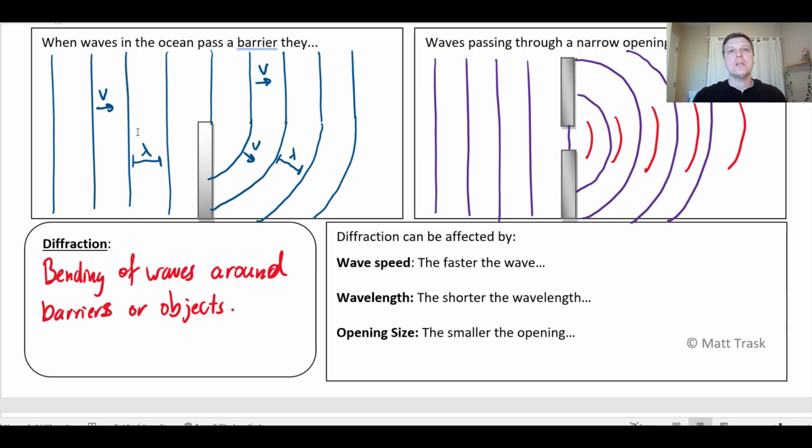And what sorts of things might cause this? Well, the first thing is think about wave speed. The faster the waves are traveling when they go through that opening, the harder it's going to be for them to change direction. So the faster the wave, the less diffraction there is.